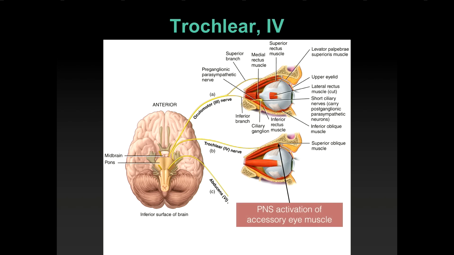Here, PNS activation, non-voluntary control of accessory muscles of the eye. This is the smallest cranial nerve, and as such, it's generally overlooked. It has a non-conscious, non-voluntary function, so it's hard to imagine what it does. Even the oblique muscle is not easy to interpret or to understand what it does to the eye. So we're going to call it an accessory muscle to help stabilize the eye. That's all we care about for the trochlear nerve.